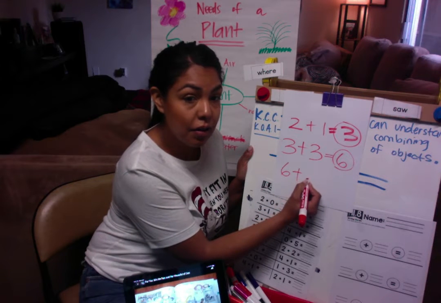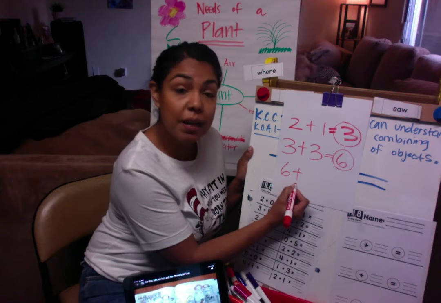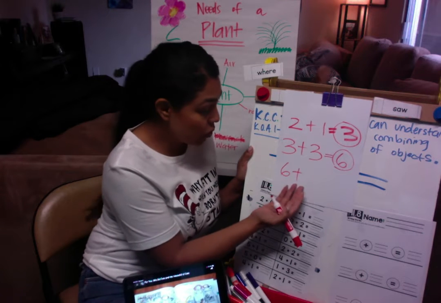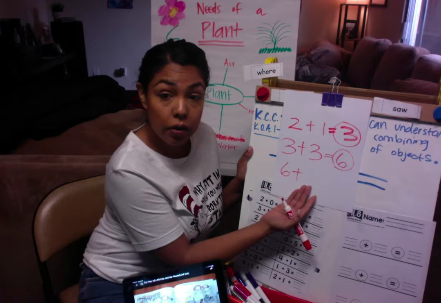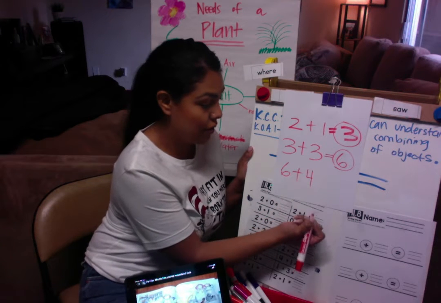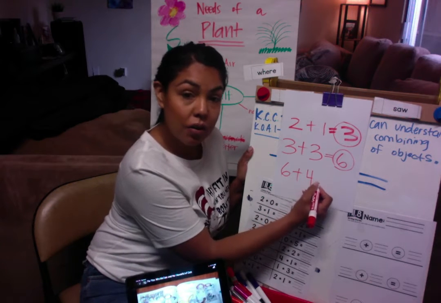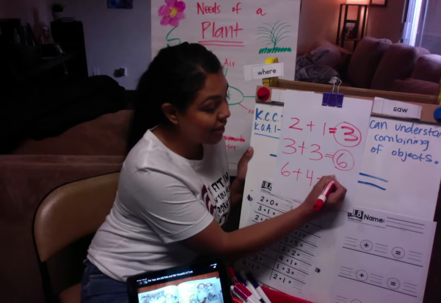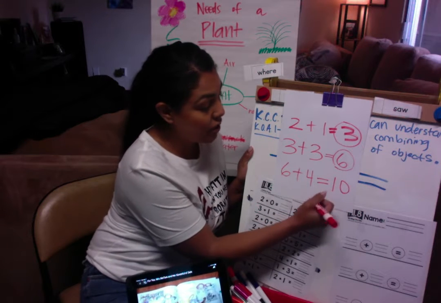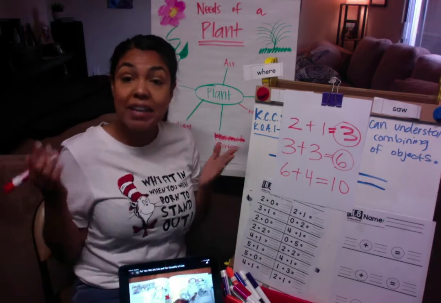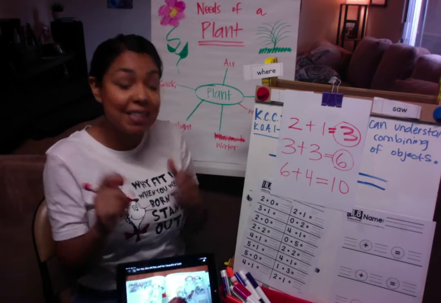6 plus 4 equals 10. Oh, but I don't know what to put here. 4. Good. Thank you, Sophia. Equals. Thank you, boys and girls. 10. Good. So now she has 10. Oh my goodness. She has so many cats.